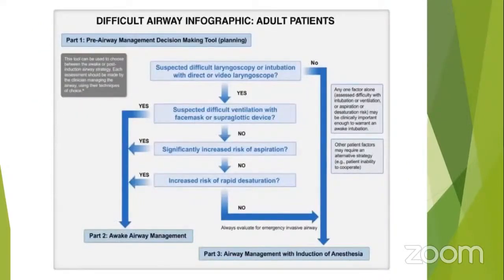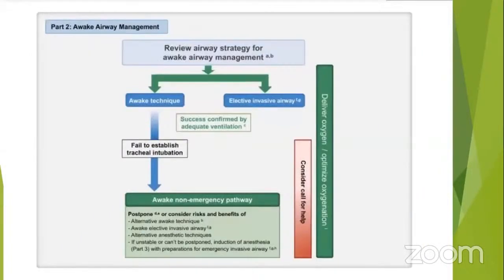Okay, so we talk about the pre-airway management decision-making tool. You have to see whether you're anticipating a difficult laryngoscopy or intubation. If not, you go for airway management with induction of anesthesia. If yes, and you have any one or more of the following factors, such as difficult ventilation with a face mask or a supraglottic airway, or there's an increased risk of aspiration, or there is an increased risk of rapid desaturation, in such cases, you would like to go for an awake airway management.